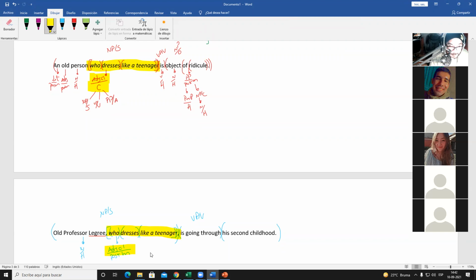Y por ejemplo, como la segunda está entre comas, ¿es posible siempre sacar la oración así? Decir, está entre comas, ¿puedo sacarla? Mira, si está entre comas, sí. Eso quiere decir que es información extra. Pero muchas veces no ponen las comas.